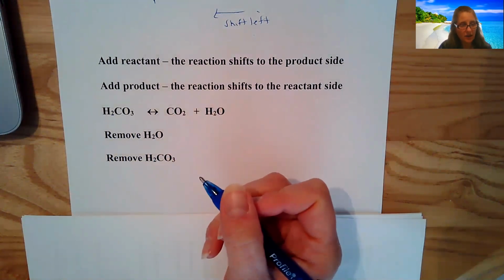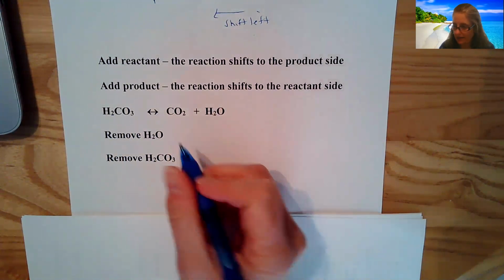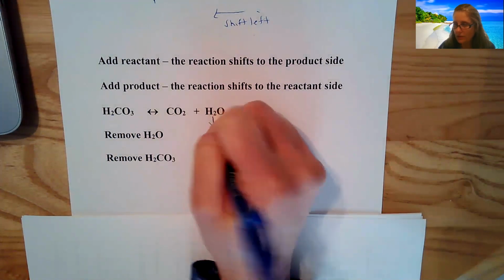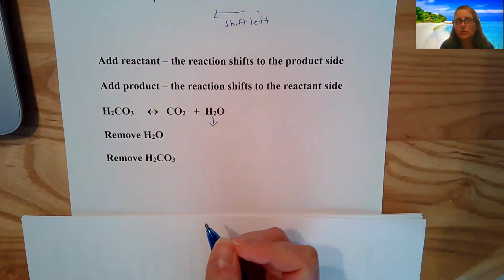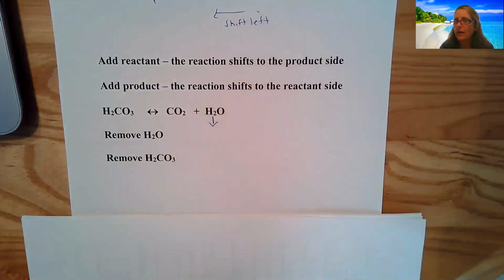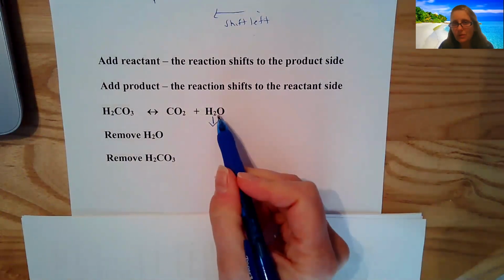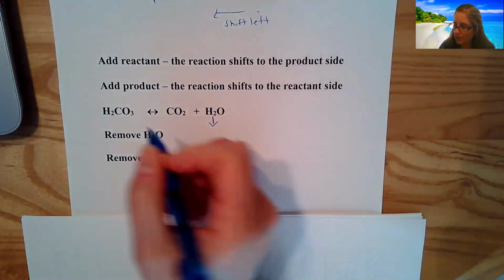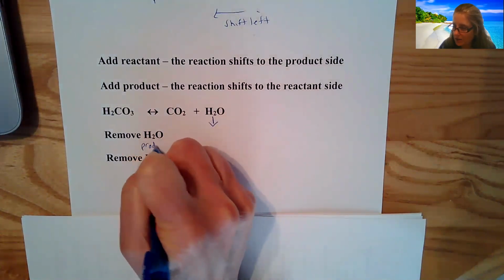When I want you to think about removing something, that means I'm lowering the concentration. So I'm going to write a down arrow to show that I'm reducing the concentration of CO2. However I could do that, I could also put a chemical in there to remove the water. So if I'm removing the H2O, that's a product in this equilibrium.